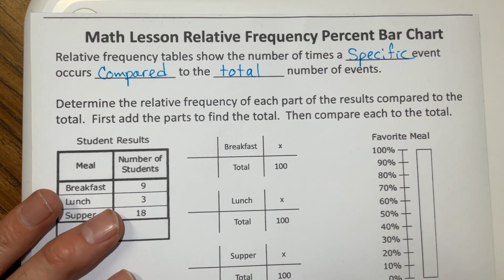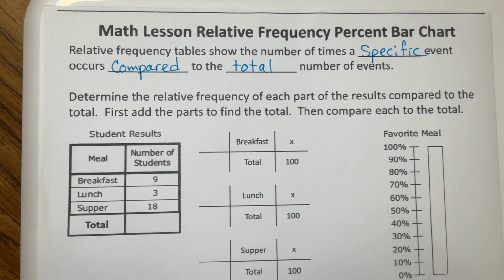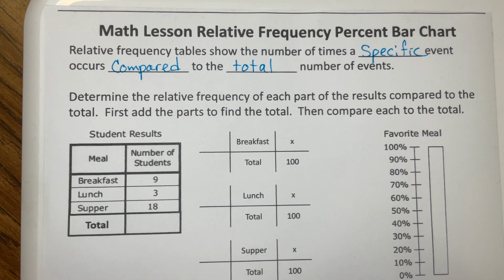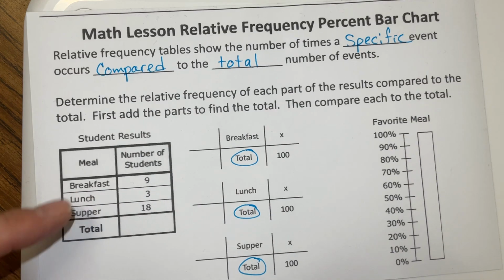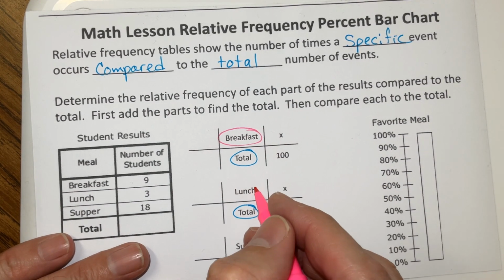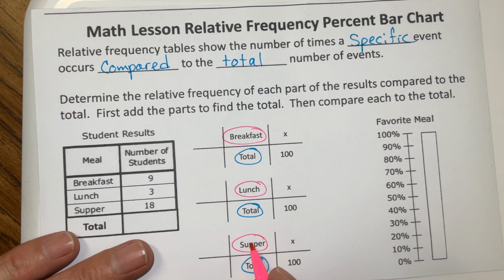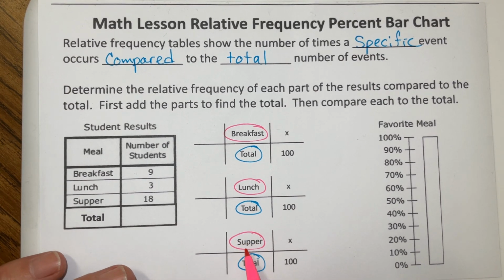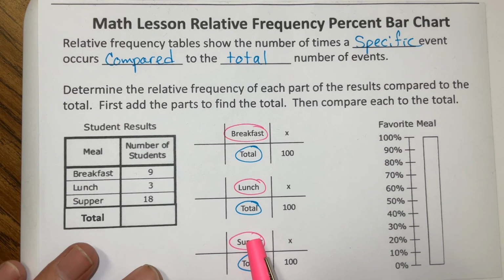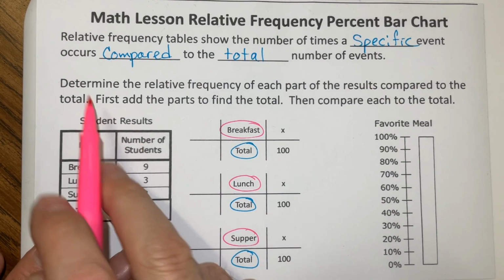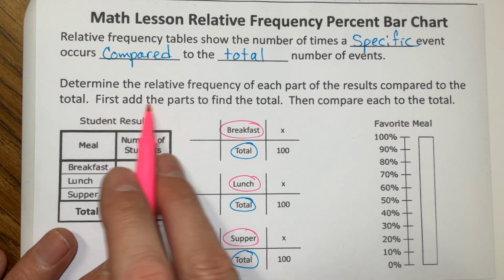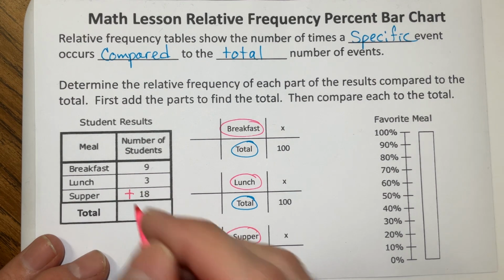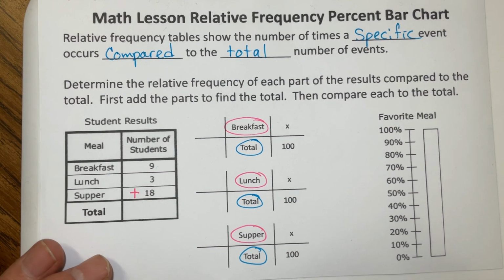So if you notice down below, we are actually going to use our part to total strategy that we learned earlier this year. So we've got total, total, total. I'm going to use a different color for the part. Breakfast, lunch, supper. That's regional dialect for dinner. It can also be called supper. So we're going to determine the relative frequency of each part of the results compared to the total. First, add all the parts. Go ahead and add them up.